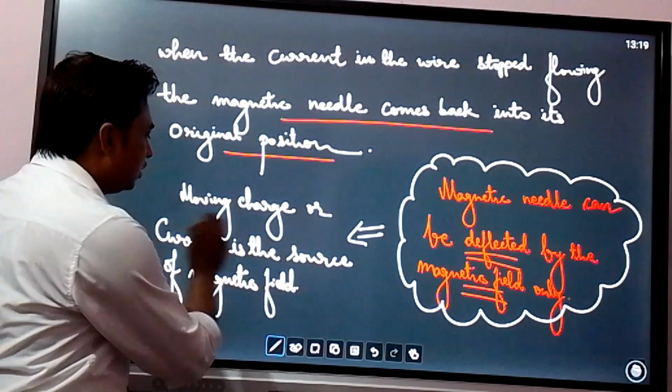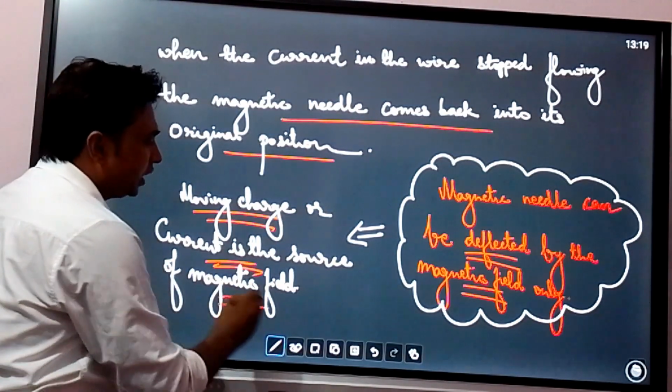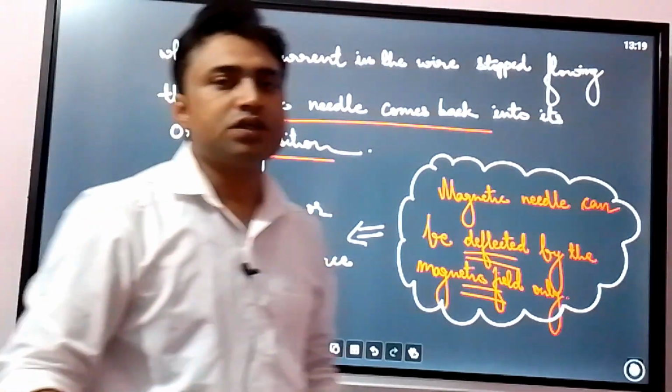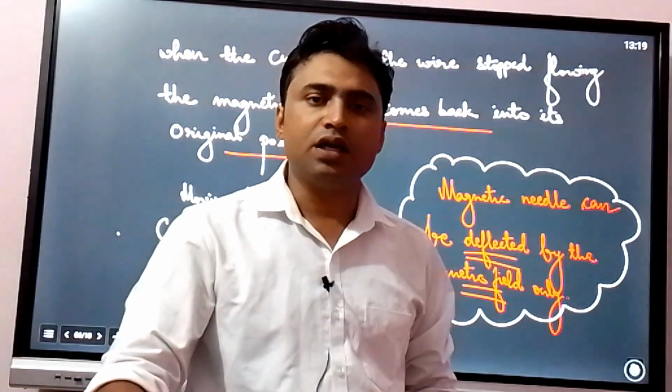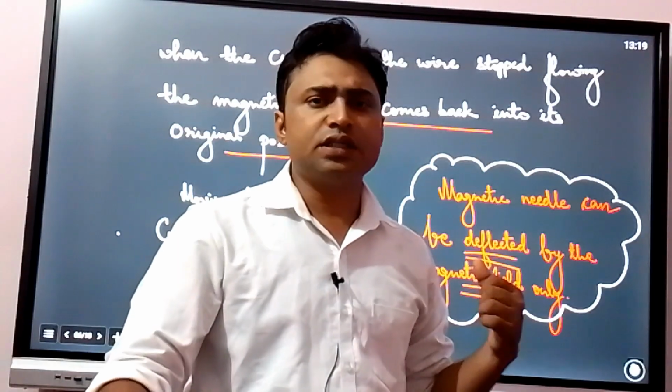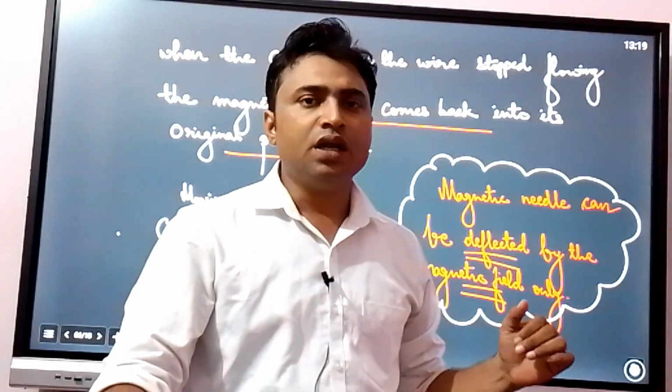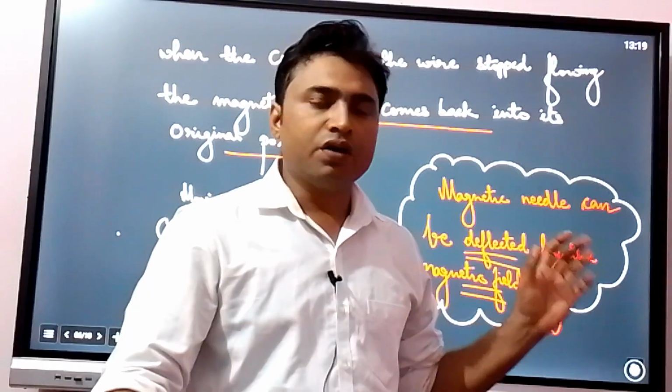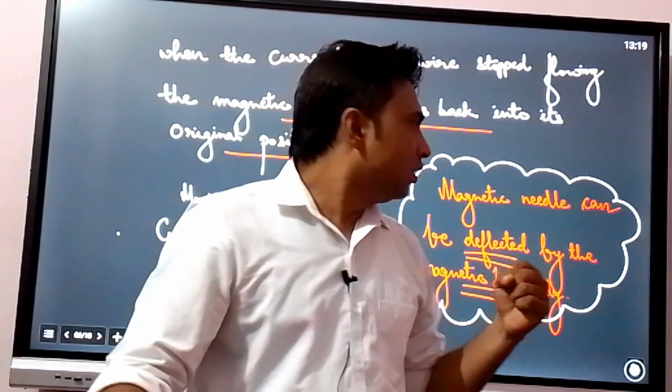Moving charge or current is the source of the magnetic field. These things we have discussed. This was the experiment done by Oersted.